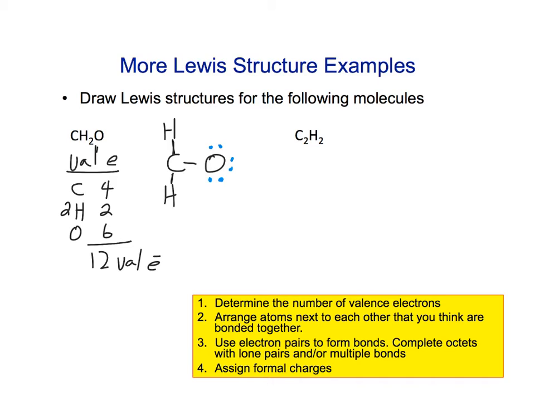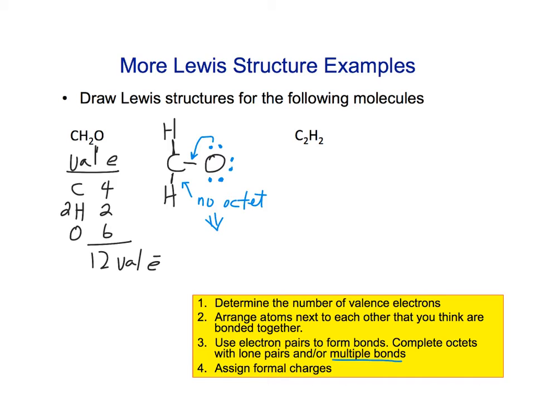So how does the structure look? Is it finished? No, look, the carbon now does not have an octet. All right, so it's not quite good. The other thing we can do is create a multiple bond. So we're going to take one of the pairs of electrons on that oxygen, and we're going to move them down, and the oxygen and the carbon are going to share them.